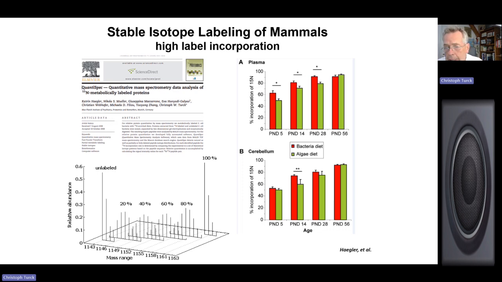In order to analyze the different incorporation, we developed, we is Katrin Heckler, a bioinformatics student in the lab at the time. She developed the so-called QuantiSpec software, which uses MALDI time-of-flight mass spectrometry data, and compares the acquired isotopic patterns from tryptic peptides to theoretical peptide isotopic patterns reflecting different 15N incorporation rates.